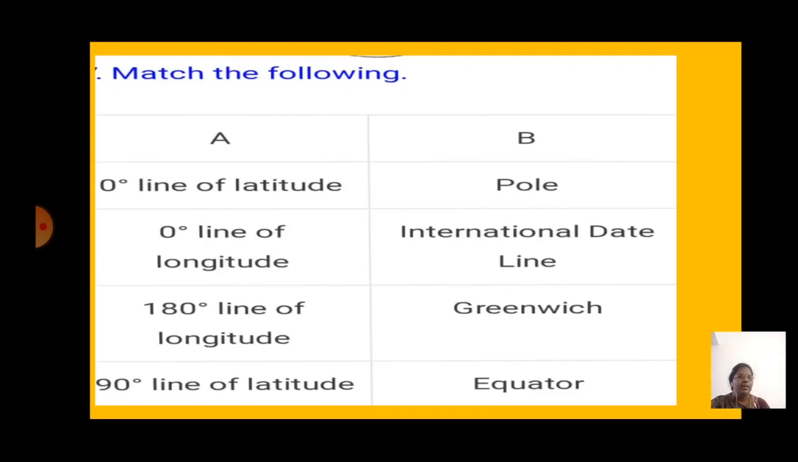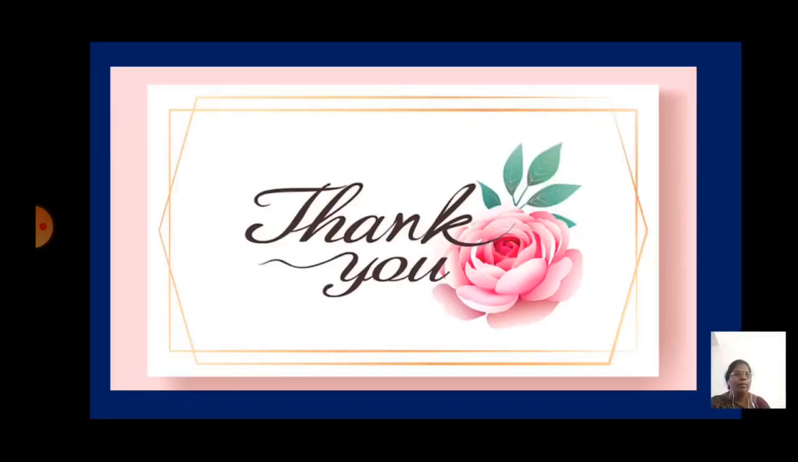So your answer number may be 4 3 2 1. Okay. 0 degree line of latitude, equator. 0 degree line of longitude, we have Greenwich. 180 line of longitude, international dateline. 90 degree line of latitude, pole. Okay. These are the answers for your match.